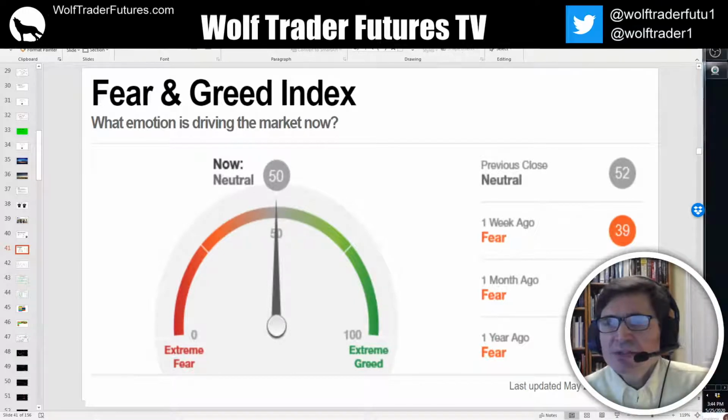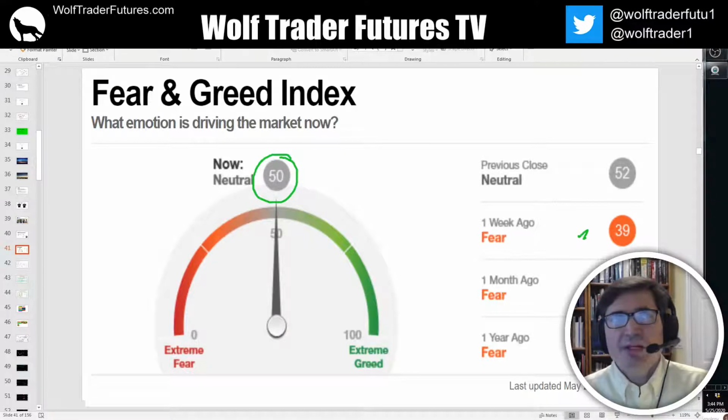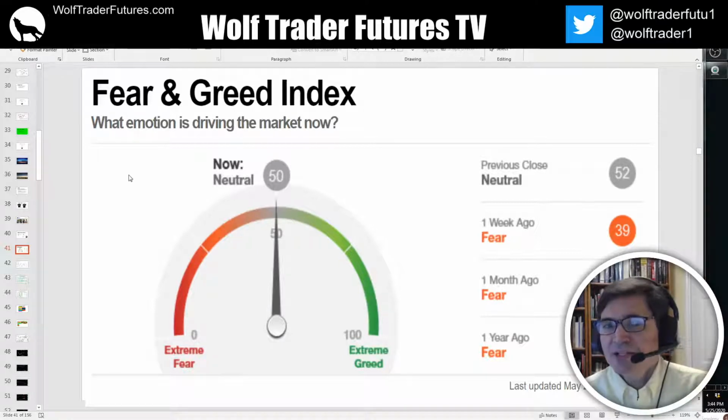So this is still surprisingly bullish on the S&P 500. So we see here 50%. It's just right in the middle. It's neutral. It was more bullish in the last couple of weeks and months, obviously, with the negative sentiment of the COVID crash that we saw. But this is still looking relatively bullish. So that's good for the market.